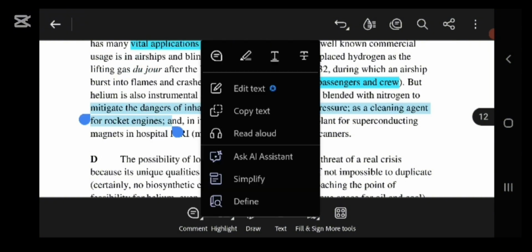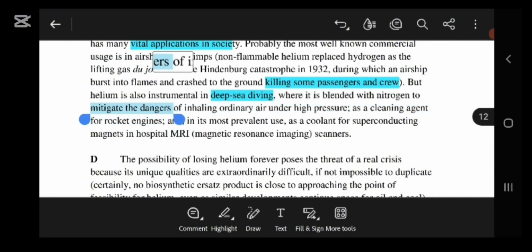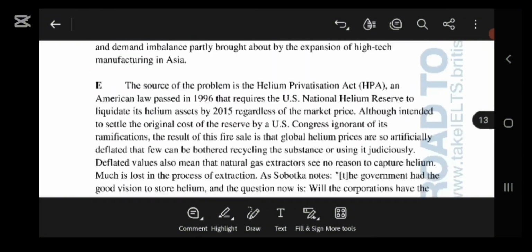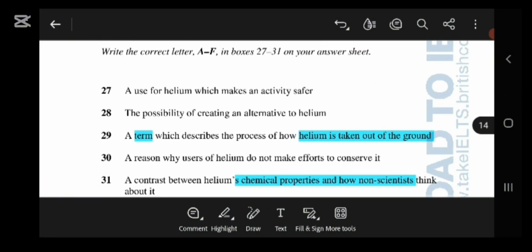I've seen something. It mitigates the dangers of inhaling ordinary air under high pressure, is used as a cooling agent for rocket engines, and in its most prevalent use as a coolant for superconducting magnets in hospital MRI. So obviously, we see where we got what we're looking for, where it is blended with nitrogen to mitigate the danger of inhaling ordinary air. So, a use of helium that makes an activity safer. Activities, of course, in the case of deep diving.